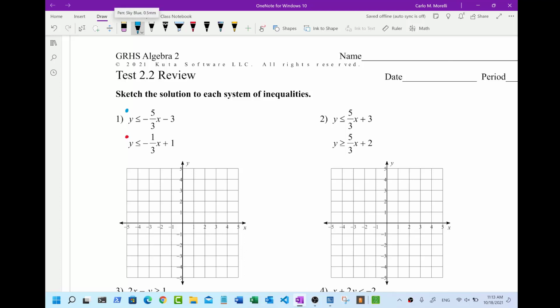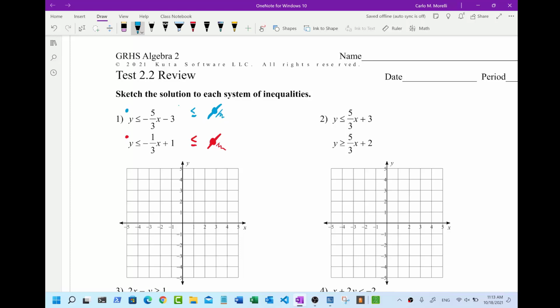On the top equation, I need to identify what the inequality symbol means, less than or equal to. A little refresher, that means I'm going to have a solid line, a filled in dot, shaded below. And then down here, I've got a less than or equal to. Just a quick refresher, that means a solid line, filled in dot, shaded below.